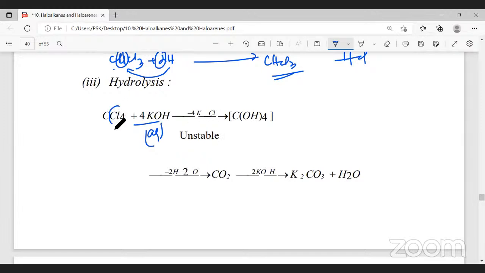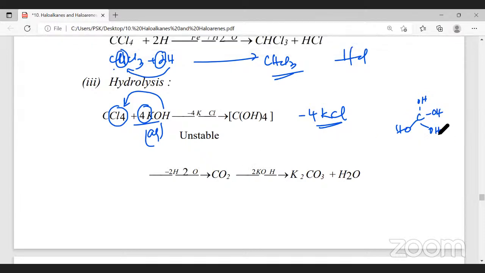So this 4 chlorine is reacting with 4K to form 4KCl, which is eliminated as a byproduct. In place of 4Cl, 4OH goes. Carbon containing more than 1 OH group is unstable. Here, carbon contains 4 OH groups, therefore it is highly unstable. When highly unstable, it decomposes.